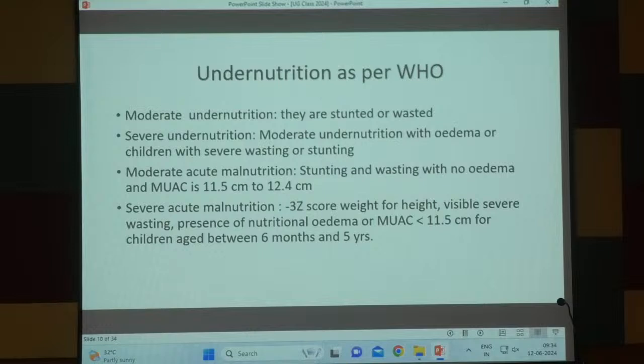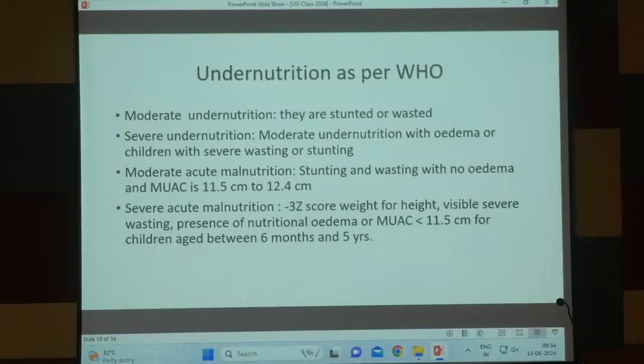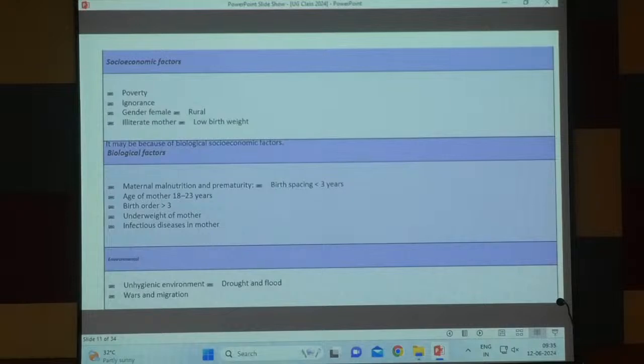Moderate is -2 to -3 standard deviation. Weight for height and height for age. Keep these in mind. So this is important.